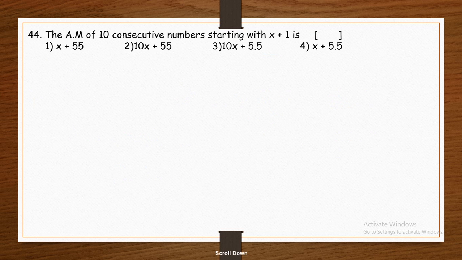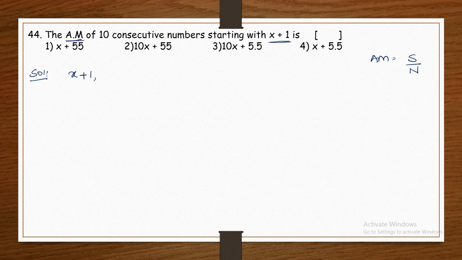Next, moving on to question number 44. The AM of 10 consecutive numbers starting with x plus 1. You need to find the arithmetic mean. Already we know arithmetic mean is given by the sum of observations by the number of observations. Here we need to consider 10 consecutive numbers starting from x plus 1. Now let us consider those 10 terms. What are those 10 terms?